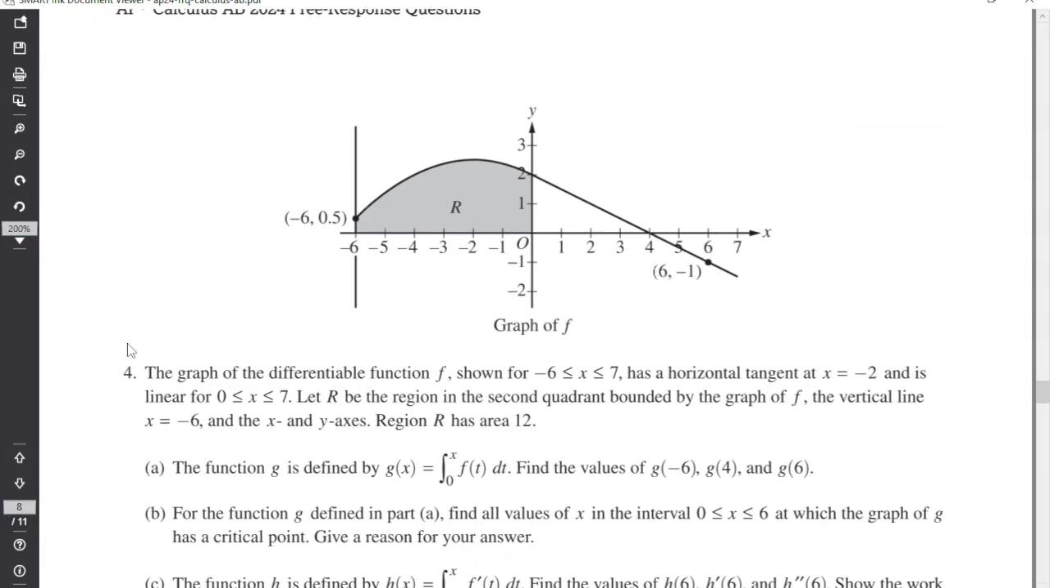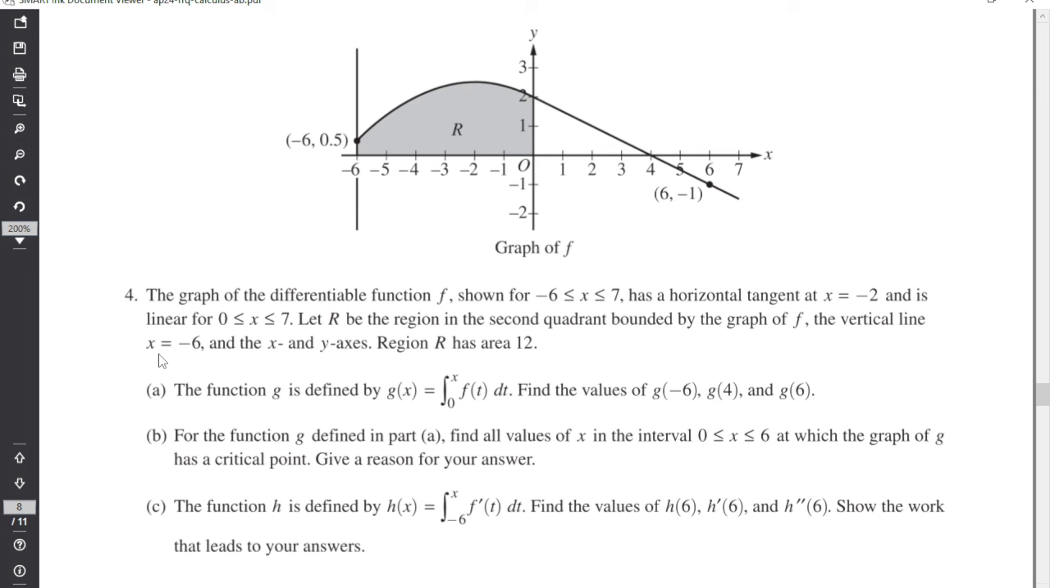Number 4 gives us a graph and is going to ask various questions about the graph of f. And it says that g is the integral of f. So one thing to keep in mind when you see that g is the integral of f is that hopefully you're putting, as soon as it asks about g prime, you should put that g prime is f. But right now it just asks us for g of negative 6, g of 4, and g of 6.